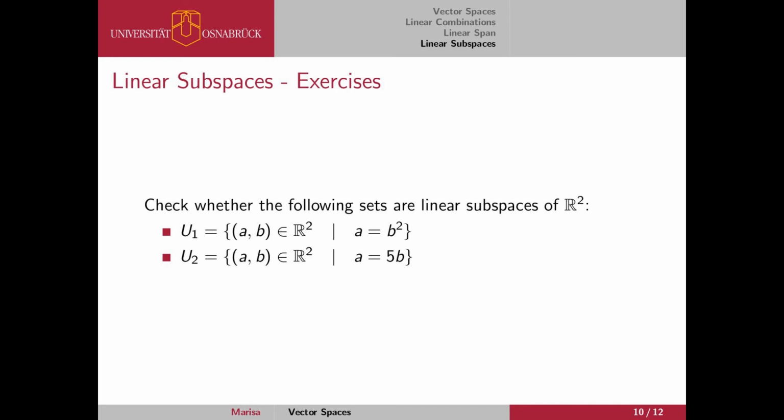The second example here is defined by all vectors from R2, for which the relation A equals 5B holds. So for example, (5, 1) would be a vector in U2, or (10, 2), because the first value, A, has to be 5 times the second value, B. You can pause the video now to calculate on your own the two examples. So you do need to check for all the three axioms whether they hold. We will go through the solutions and steps together in a second.